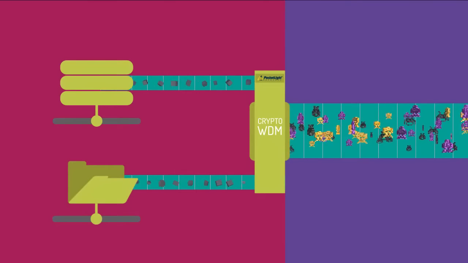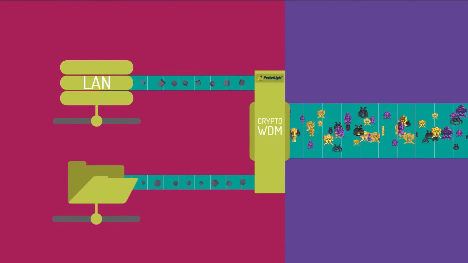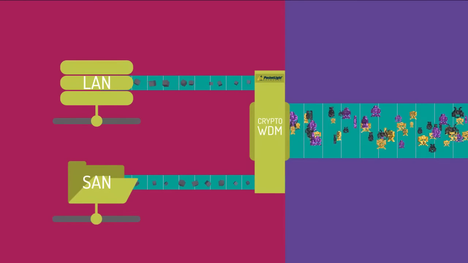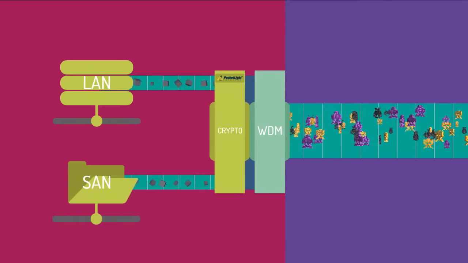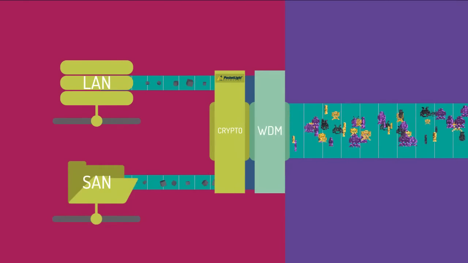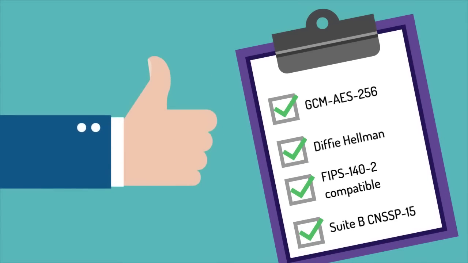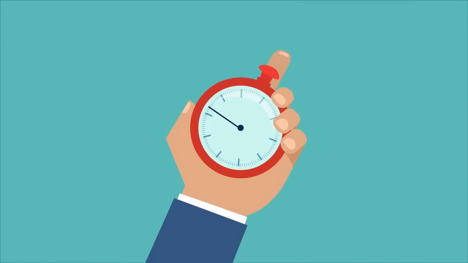It can be transparently installed in any LAN or SAN network and function as a WDM with embedded encryption or be integrated smoothly over existing WDM infrastructure. PacketLight's cryptography solution meets the latest industry security standards and can easily be deployed within days at a fraction of the cost of upper-layer solutions.